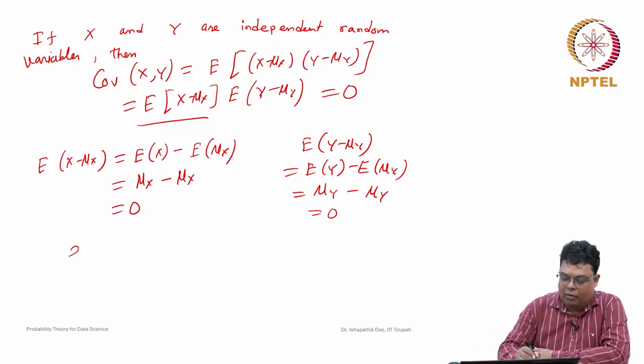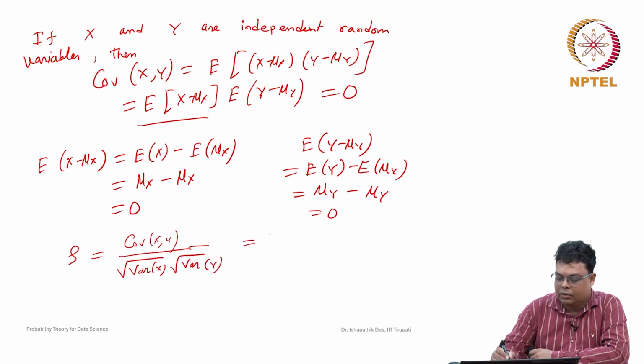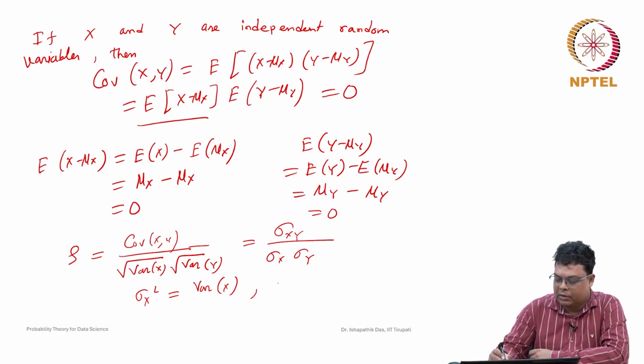So, the correlation coefficient rho is defined by the covariance of xy divided by the square root of the variance of x into the variance of y. By notation, this is the covariance divided by sigma_x sigma_y, where sigma_x squared is nothing but the variance of x, and sigma_y squared is nothing but the variance of y. So, in this way we define the correlation coefficient.